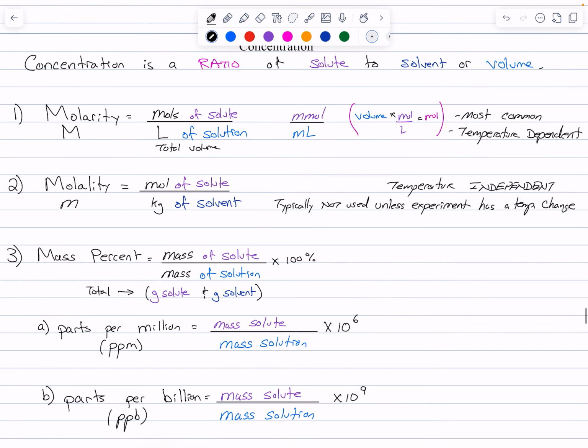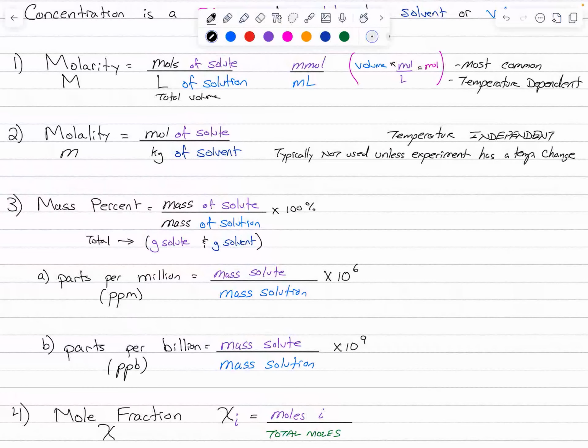Another one we use is mass percent, which again is temperature independent because it's mass. So mass percent is the mass of solute per mass of solution. Now that's the total mass, not just the mass of the solvent. So only molality uses the mass of solvent. Mass percent uses the mass of the solution, the whole thing. And again, these are all ratios.